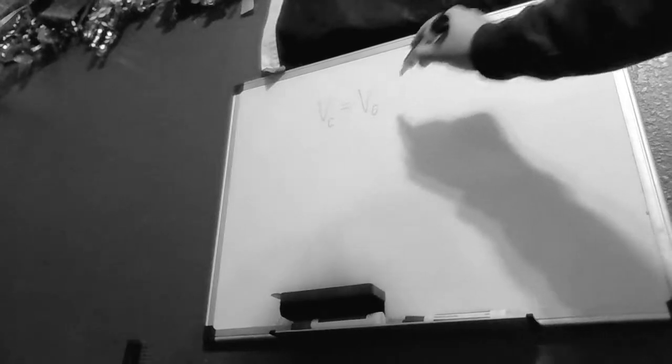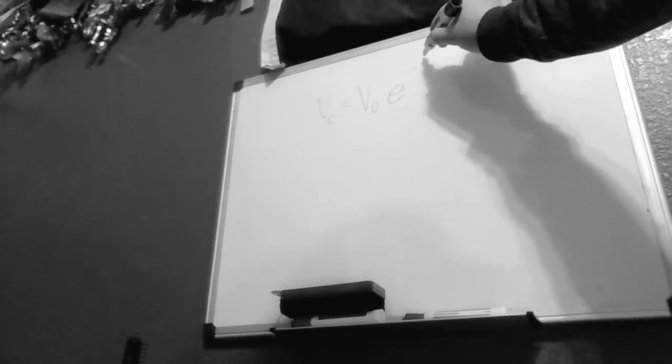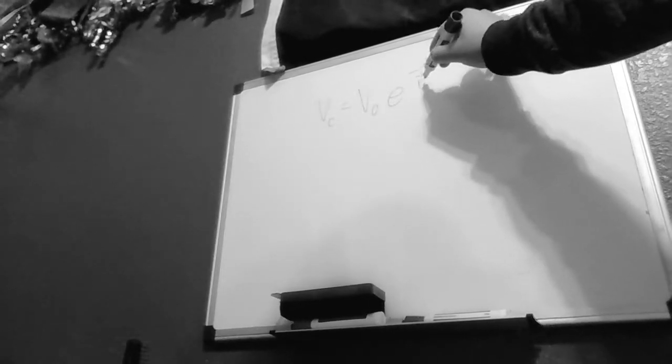In fact, there's a formula for it. So here's how it follows. It's the remaining voltage that it has, which equals the initial voltage times e, the constant e, raised to the power of negative time over RC, resistance times capacitance. Basically, this shows how much voltage is left in the capacitor after a certain amount of time lapses.